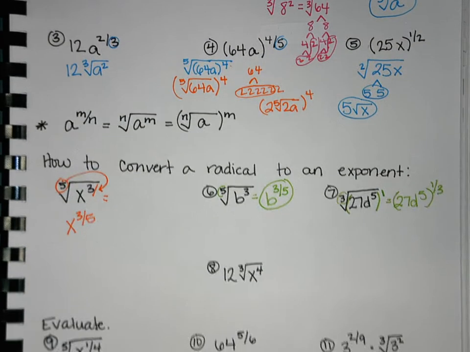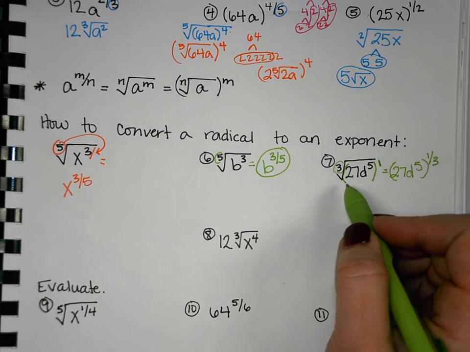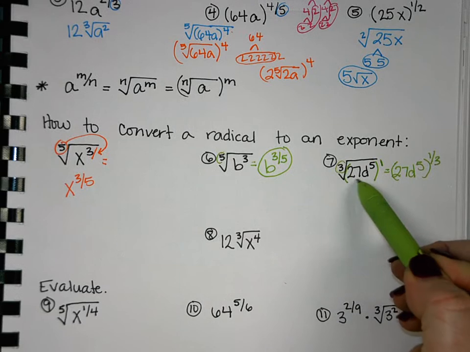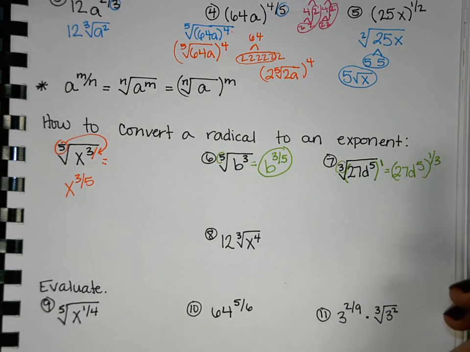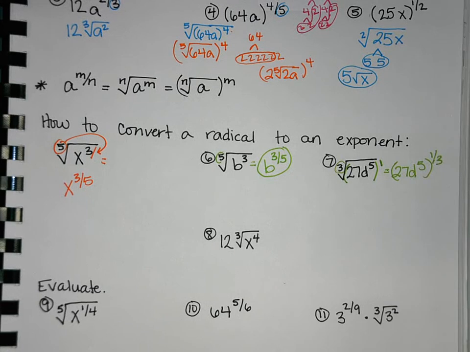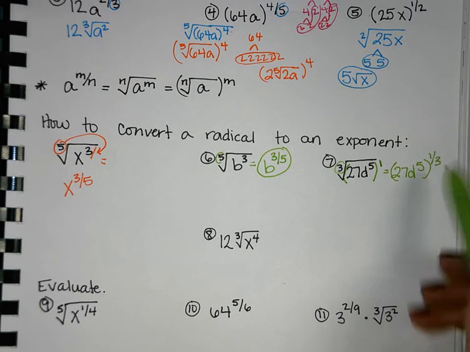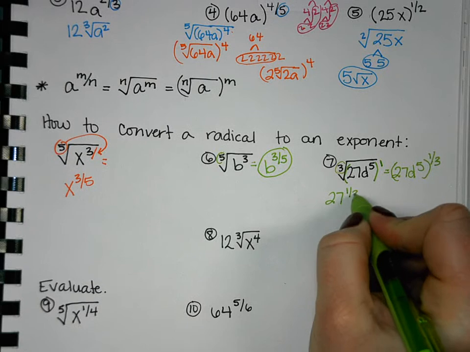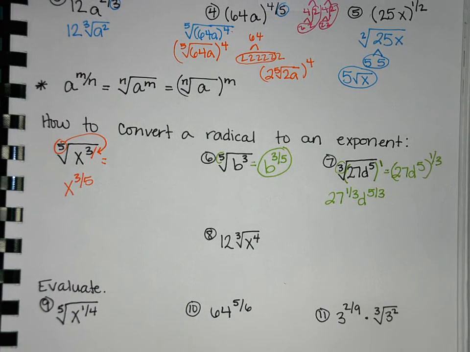So when do you know to put it in parentheses? Usually whenever you have more than one thing. Because see how here we just had a b, but here we have 27 times d to the 5th. So whenever you have more than one thing in the radical, put it in parentheses with a 1 outside, because then from here we can use our exponent rules. We can do 27 to the 1/3, and then d to the 5/3 when we do power to power.